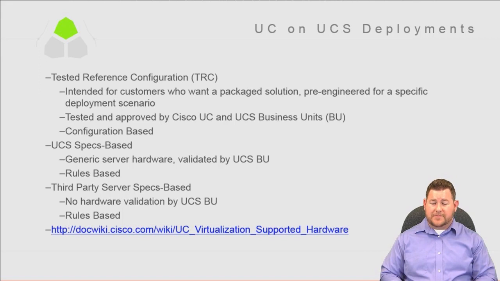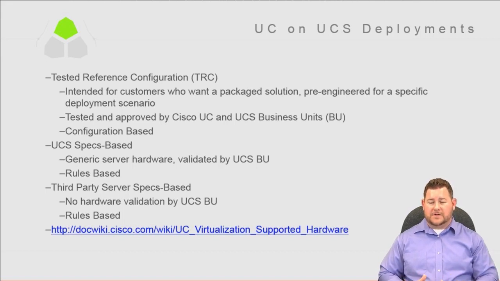They're configuration based. The UCS specs based server is, you can use generic server hardware for it, but it is validated by the UCS BU. And this particular server is going to be rules based, which means that you have to have a certain amount of CPU, memory, hard drive space. There have to be specific rules that are followed in order for this to be a supported thing. So UCS specs based is what that is.